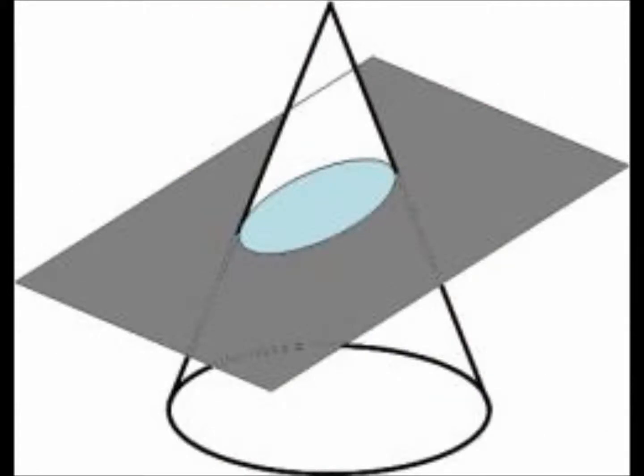Okay, circles are easy to see. You take a slice of a cone and you get a circle. But what happens if that slice becomes at an angle? Then you get what we call an ellipse, a stretched out version of a circle. Let's look at some examples of ellipses.